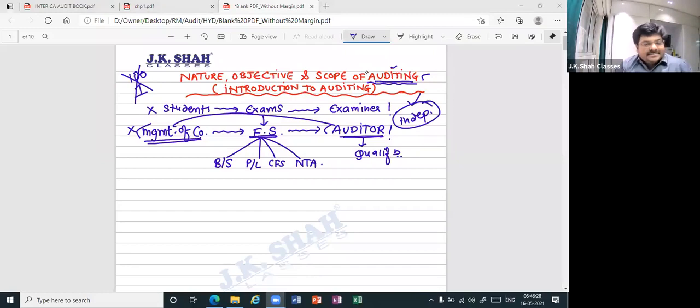Something else? Very nice. Okay, fair enough. Major people are telling chartered accountant. Few of them use the words practicing chartered accountant. Very good. Now hear carefully. Anybody cannot become an auditor. There has to be a qualification. The qualification of an auditor is a chartered accountant, but not a normal chartered accountant, a practicing chartered accountant.